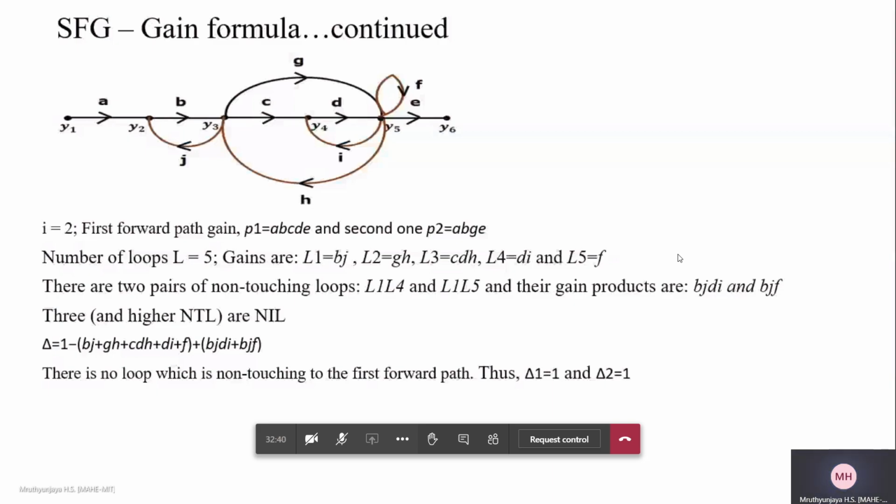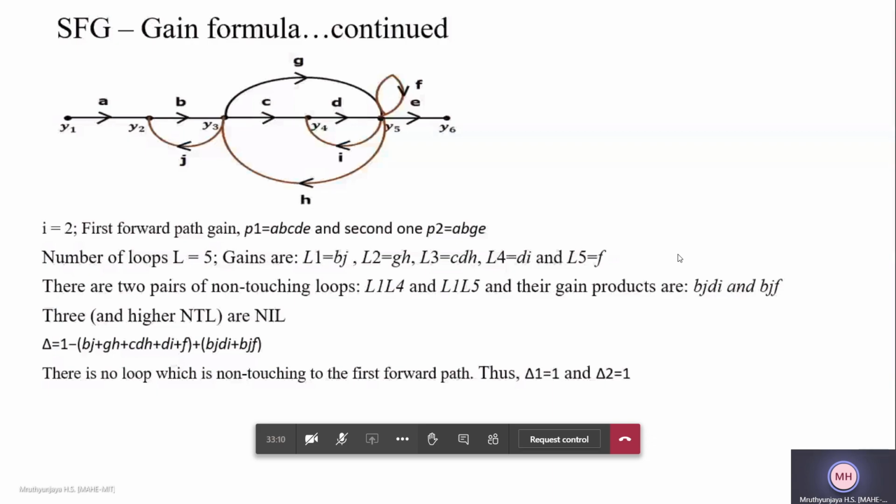So this path ABGE touches all of L1, L2 and L5. Therefore, if you have L1, L2, L5, remove them. Right? So P2 again touches all the nodes of the loops. So eliminate it.